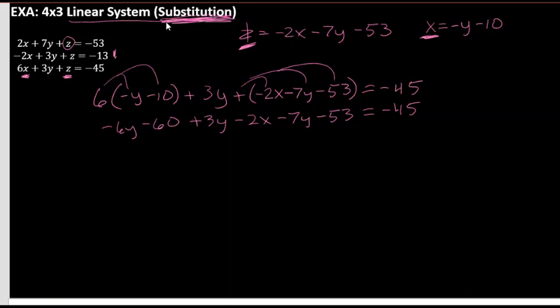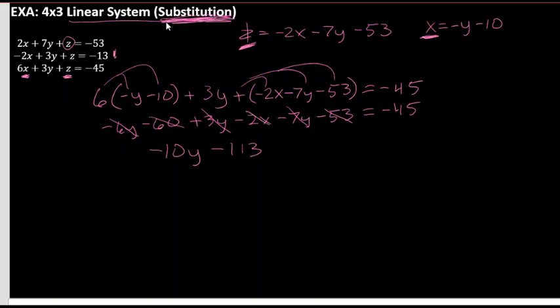Okay? So I'm going to start combining like terms. So I'm going to start with the y's. So negative 6y and positive 3y, that gives me negative 3y. Negative 3y plus another negative 7y. That's going to give me negative 10y total. Okay? Negative 60 and negative 53. That's going to give me negative 100 and, brain fart, 113.